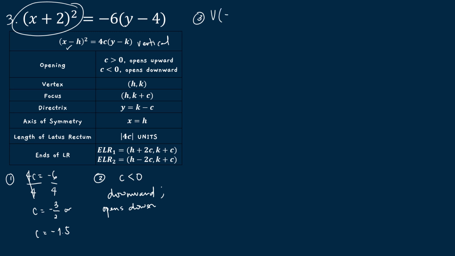So, number 3 natin is the value or the coordinates of the vertex. Here, it is negative 2. Okay, it's h and k again. Change the sign. It would be negative 2, comma, negative 4.